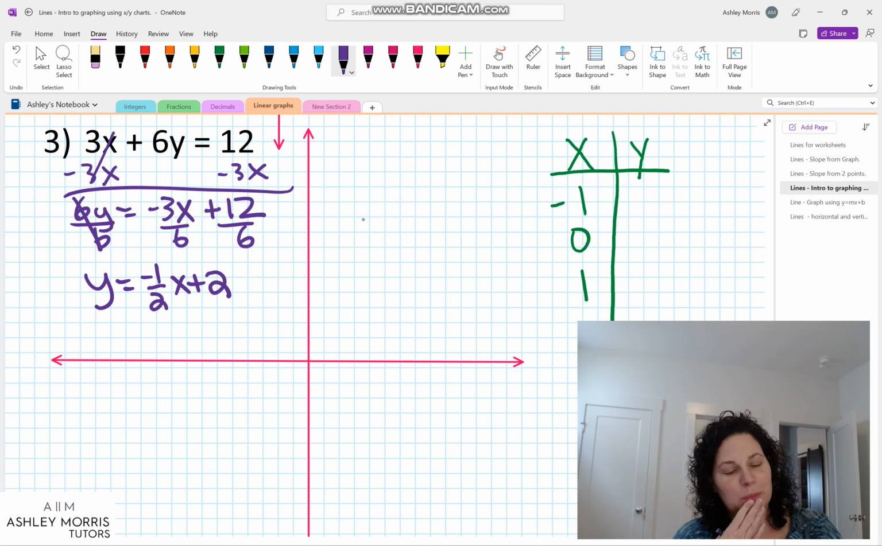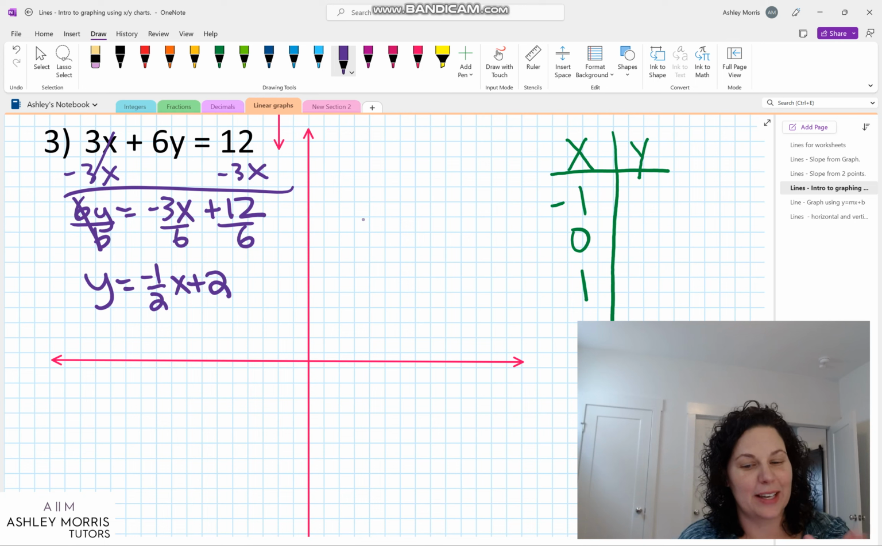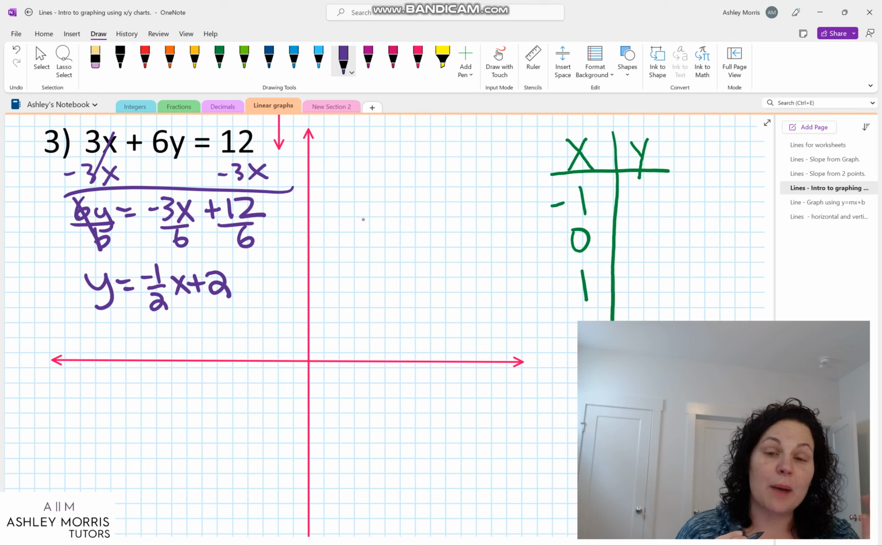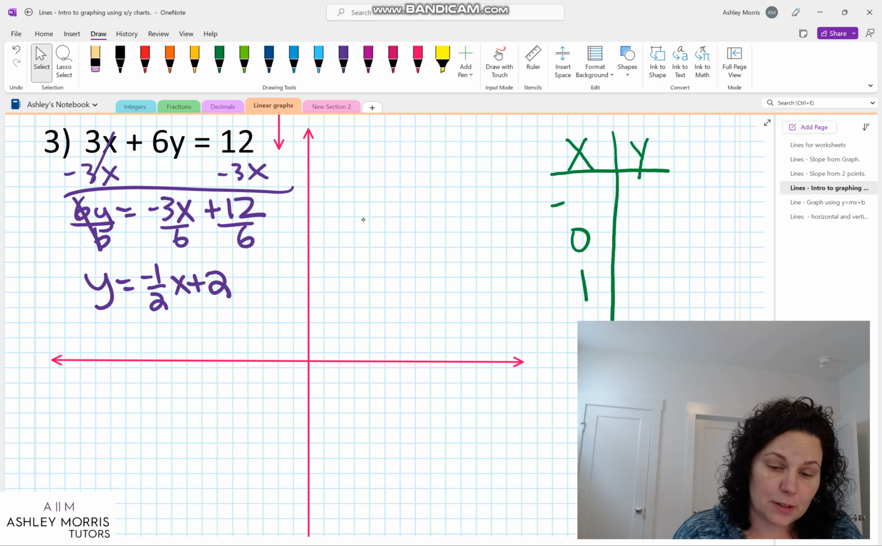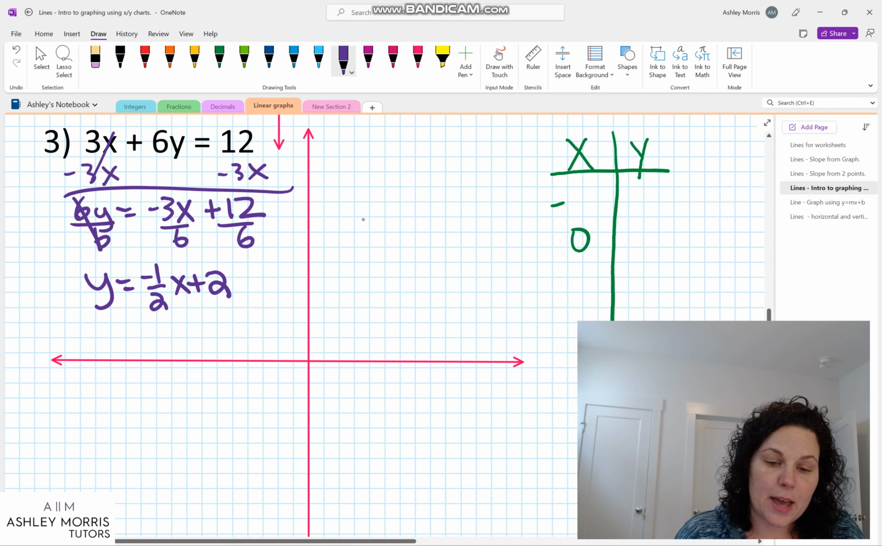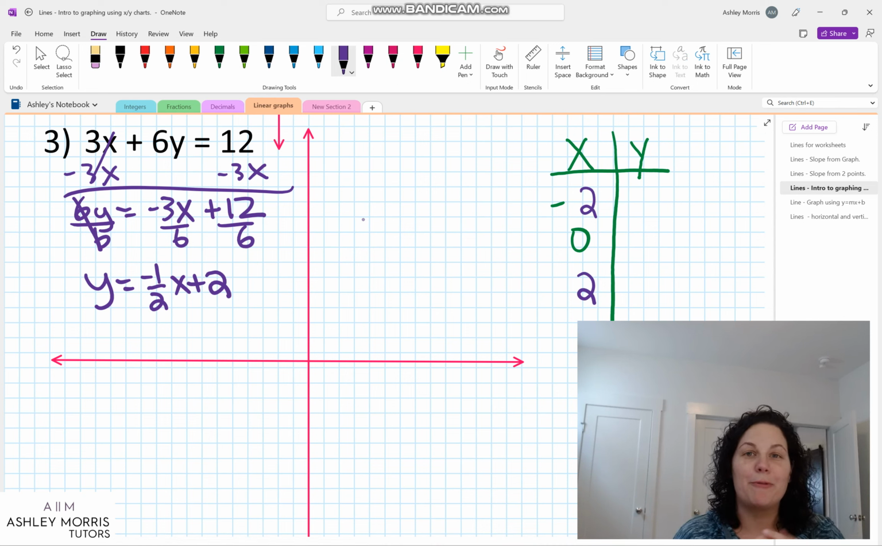Now, remember how I said I usually use -1, 0, and 1 because they're easy? They're not going to be easy in this one because I have a fraction. So I'm going to look at my denominator, which is 2. And that's what I'm going to use, so that when I multiply, my fractions go away. It makes my life so much easier.